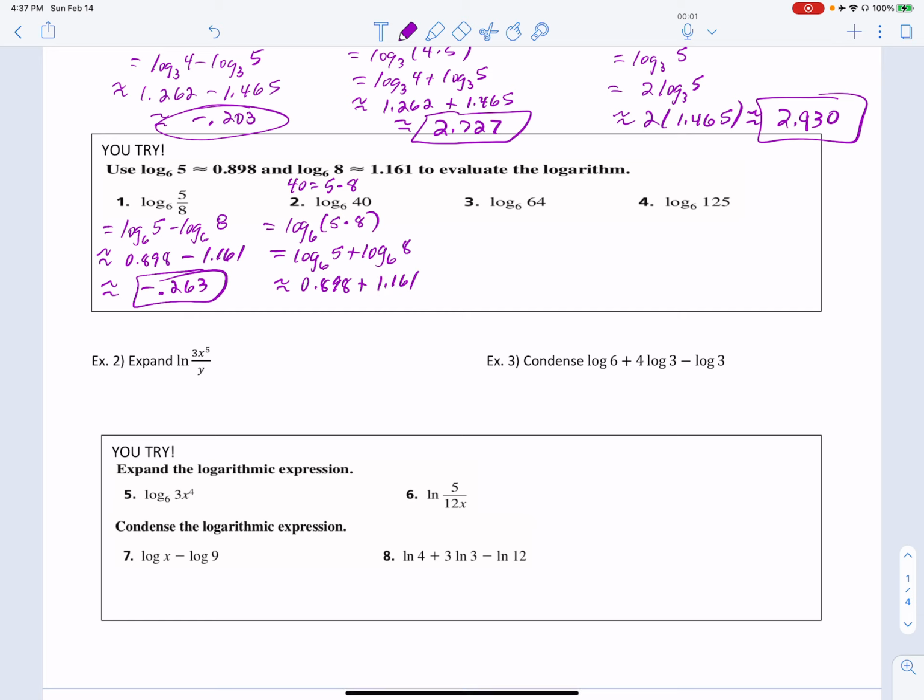And those come out to be 2.059. And number 3, you should recognize that 64 is 8 squared.